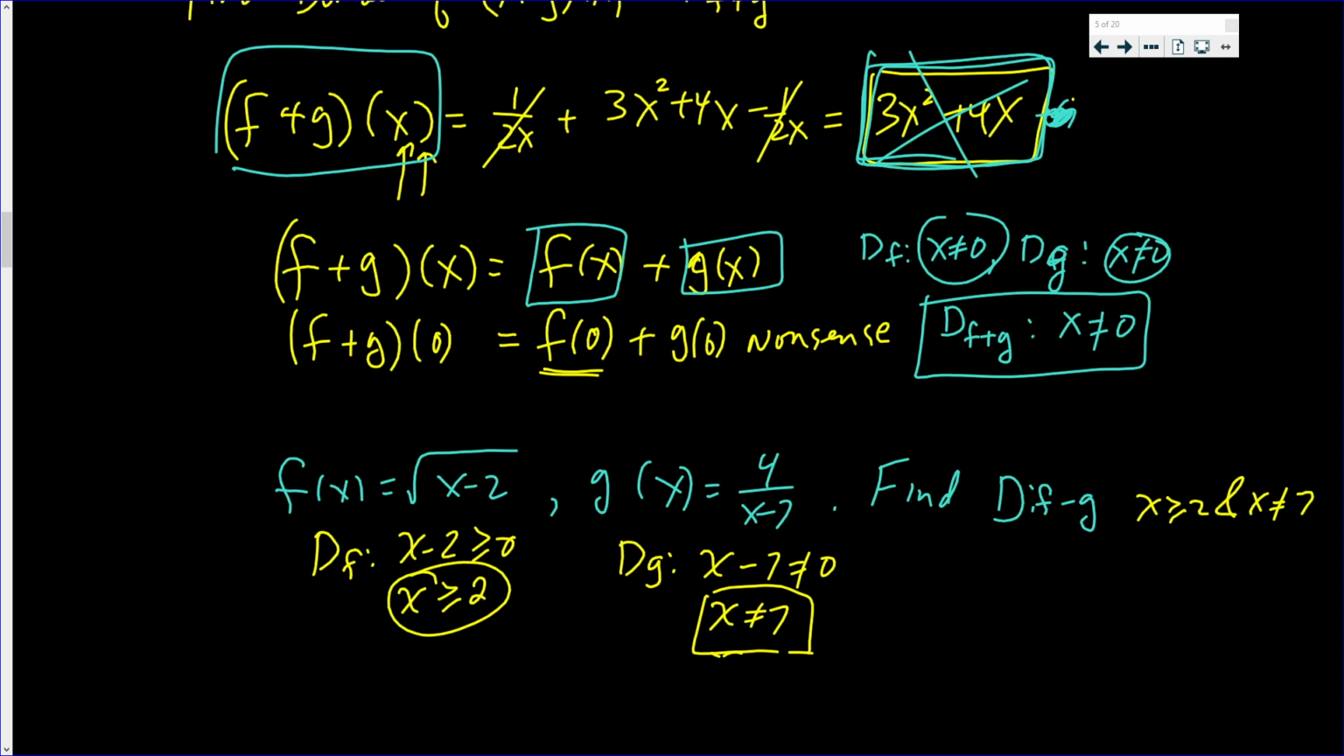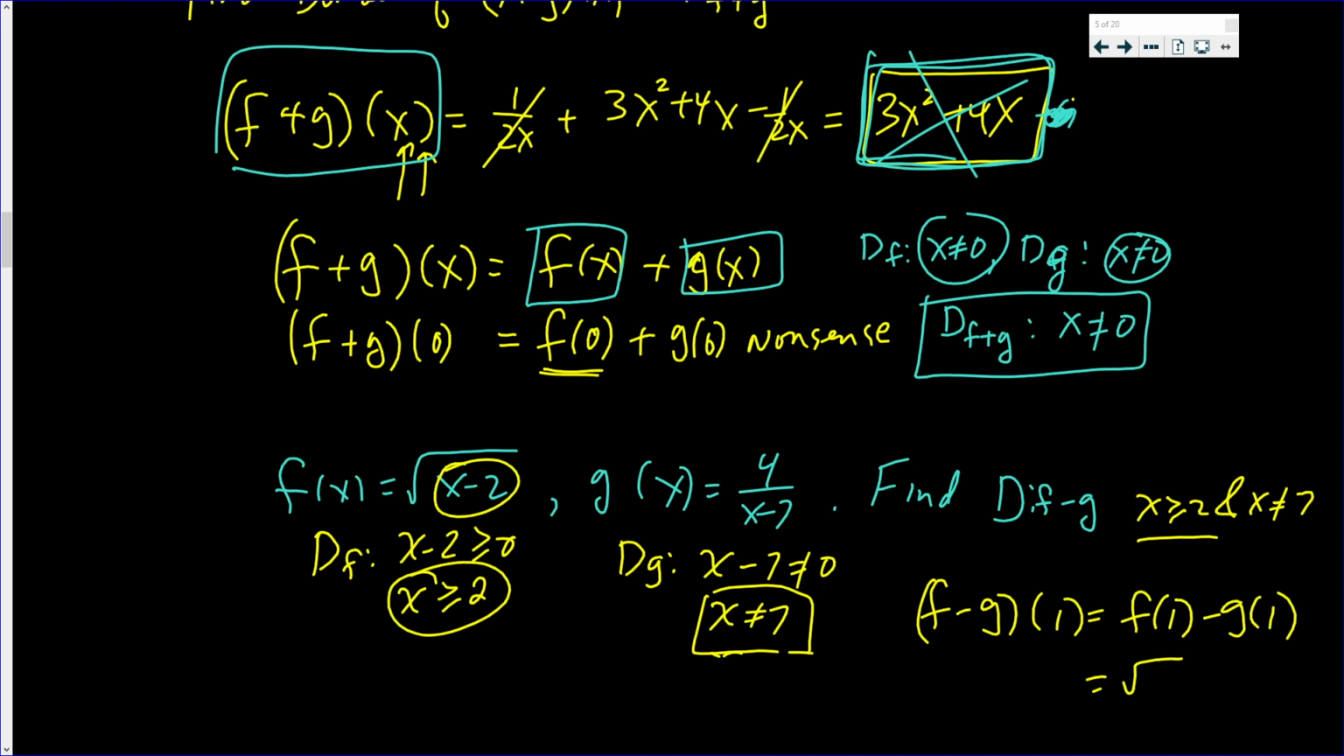I can't find f minus g of numbers that aren't bigger than 2. No number bigger than 2 can I find f minus g of. I mean, what about f minus g of 1? Well, this is f of 1 minus g of 1. F of 1, well, 1 minus 2 is negative 1. You can't take the square root of negative 1.